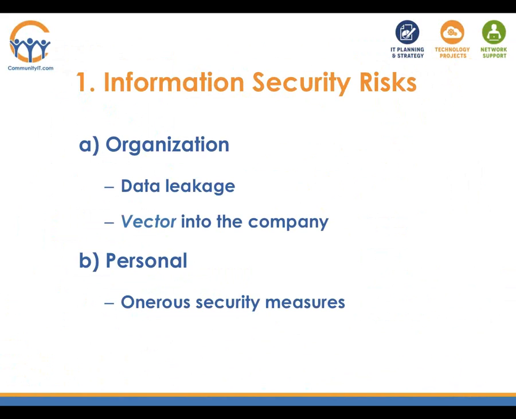The personal information security risks are, number one, onerous security measures. That goes back to the IBM example where they basically locked down the devices so much that they were no longer really useful. So there's a balance here between the organization's need to keep information from flowing out of the organization and the individual's need to have a device that is useful to them. I think the more common personal risk with regards to information security is loss of full control of the device.